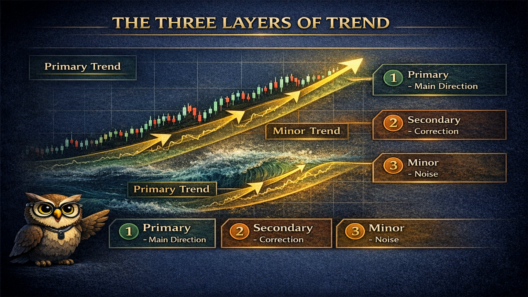Here's the easiest way to understand it. The primary trend is the real market direction. That is the big move, the tide, the broad uptrend or downtrend that can last a long time. The secondary trend is the move against that main direction. That is the correction inside the bigger trend. The minor trend is the day-to-day chop. That is the ripple, noise, short-term fluctuation.